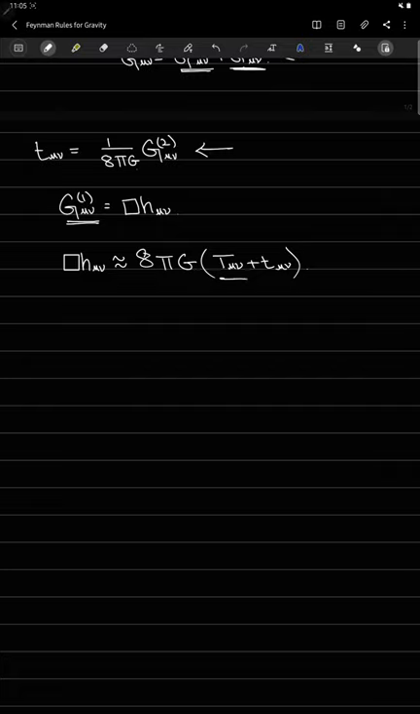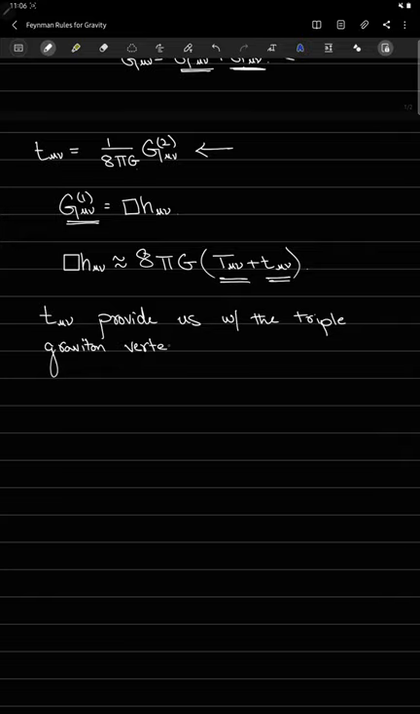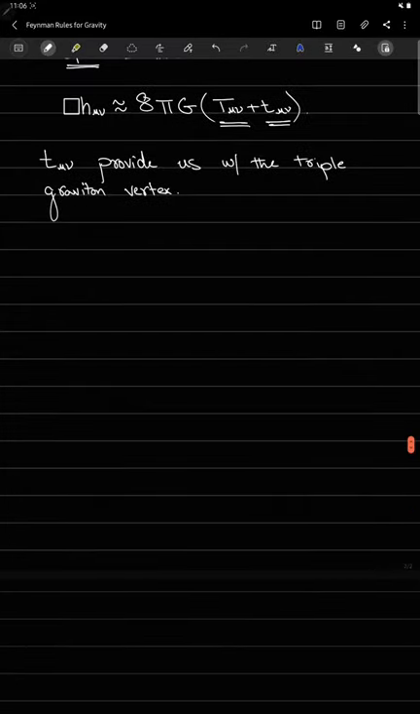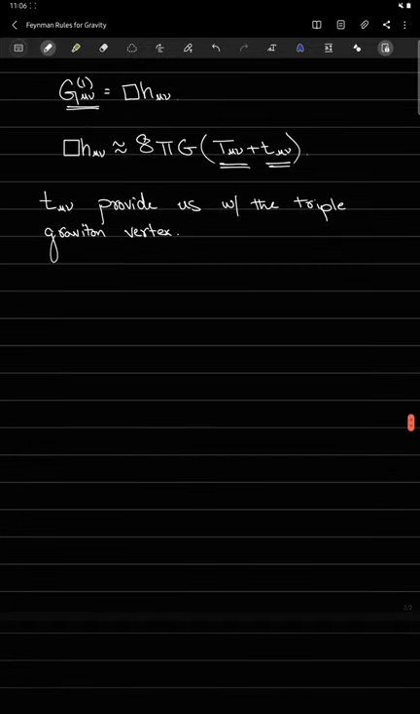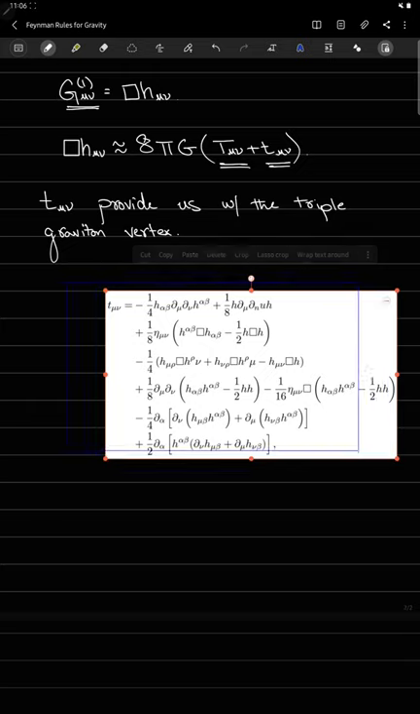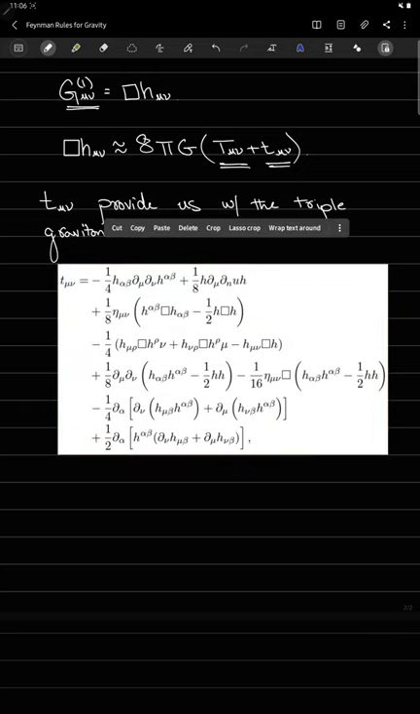Now, let me tell you what these two tensors are, or what they represent. Note that this little t mu nu is going to provide us with the triple graviton vertex, right? And just for the sake of being complete, I'm going to copy paste the value for this t mu nu, just to show you what it looks like. Yes, here it is. Let me enlarge it a bit. Yes, perfect. So this is your small t mu nu.